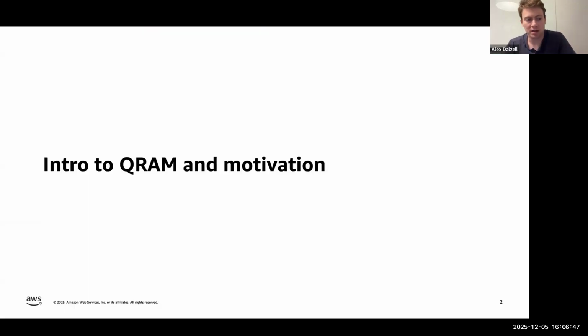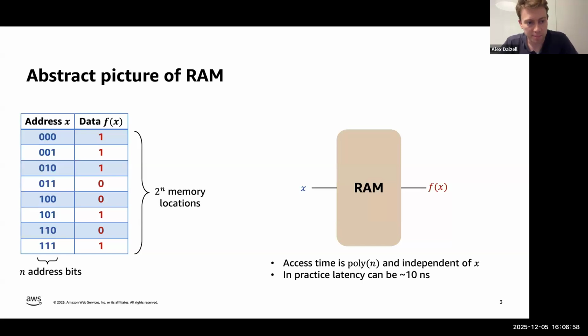So the topic of this talk is quantum random access memory, or QRAM. And to motivate this question from a theoretical computer science perspective, I'd like to first talk about classical RAM.